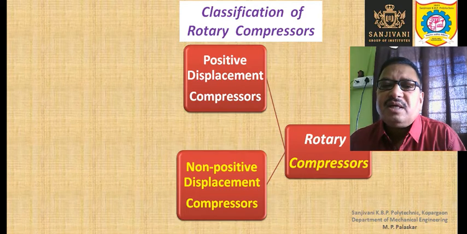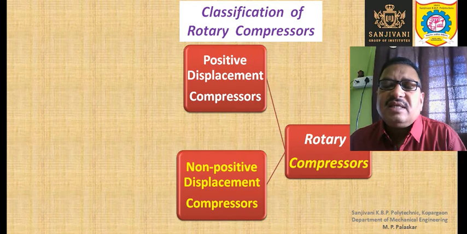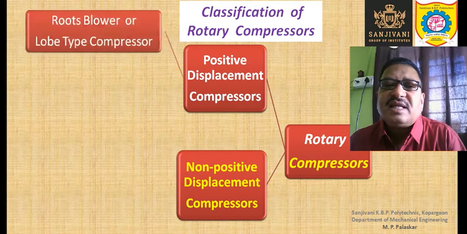But in case of the non-positive displacement type of compressors, the kinetic energy of the air is converted into pressure energy. That is the working principle in case of the non-positive displacement type compressors, that the kinetic energy gets converted into pressure energy. These compressors are further classified.